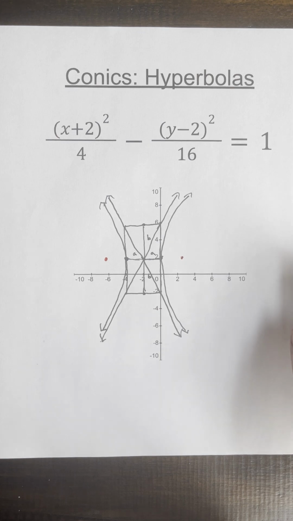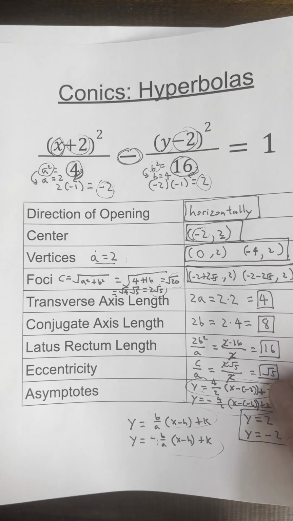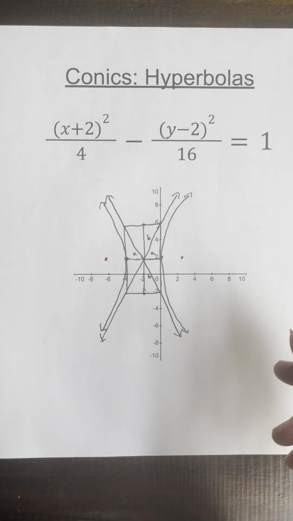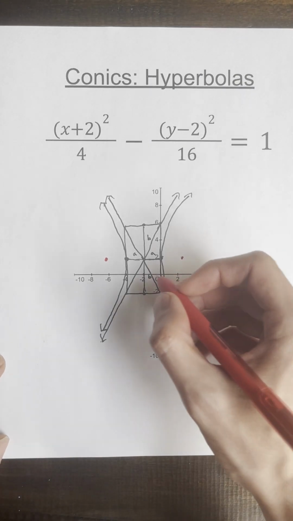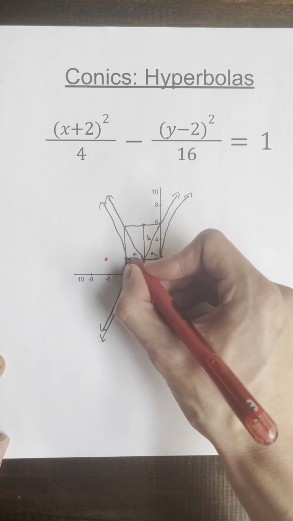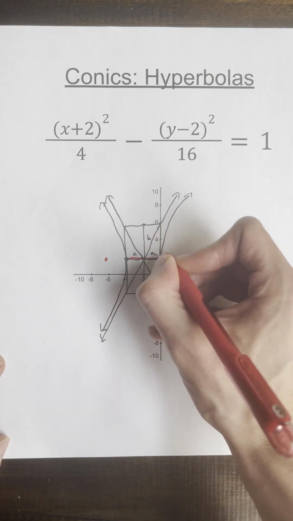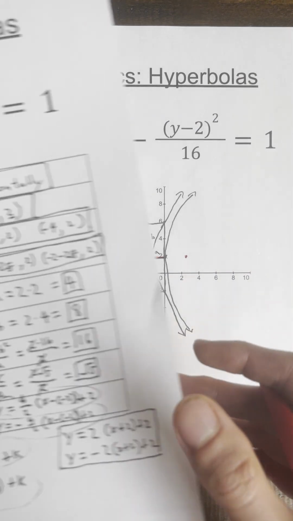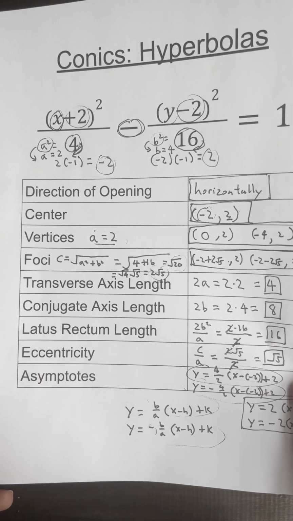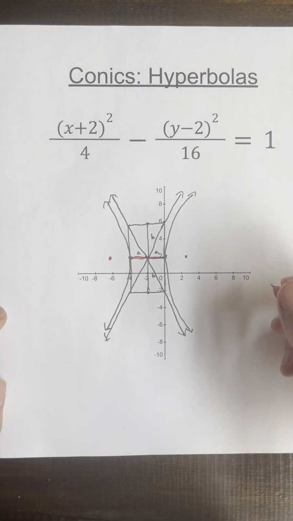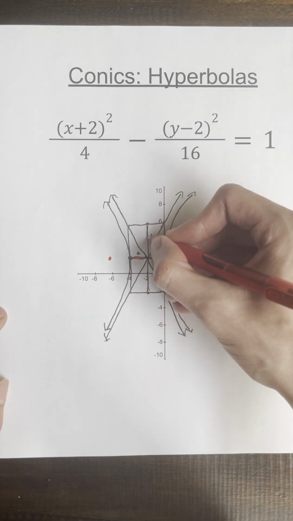Okay. Next, we need to graph the transverse axis. The transverse axis is this line segment between the 2 vertices. That's your transverse axis. Okay. How about the conjugate axis? The conjugate axis is this one.